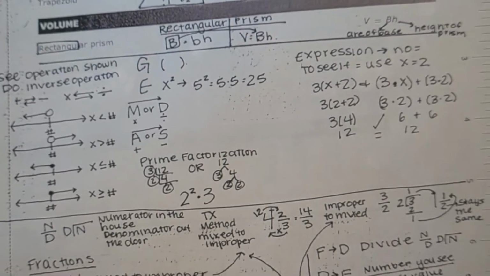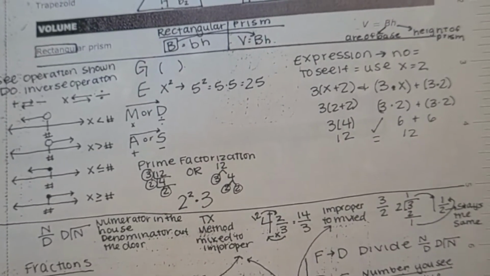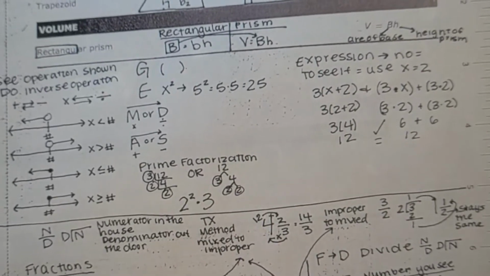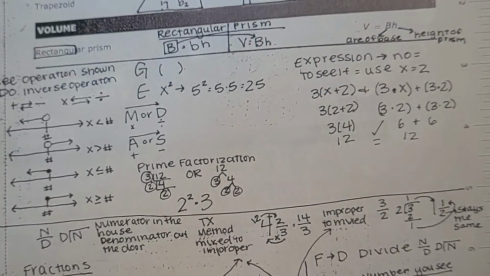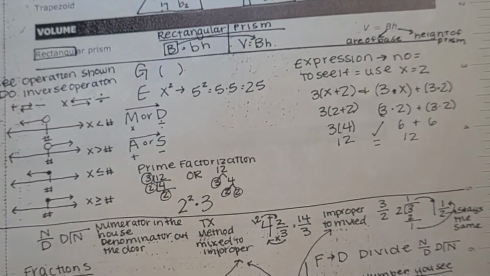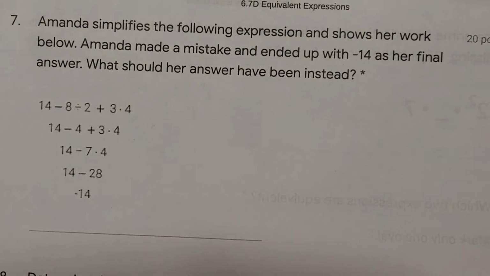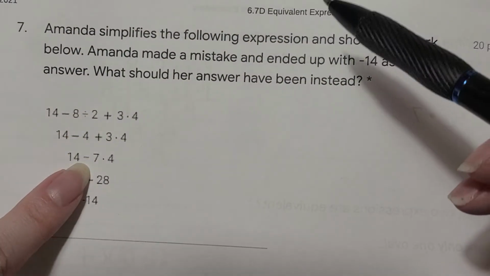It shows you need to solve your groups, parentheses with an operation inside, then solve your exponents, then multiply or divide in order from left to right, and then add or subtract in the order you come across them from left to right. Okay, this problem says Amanda simplifies the following expression and shows her work below.